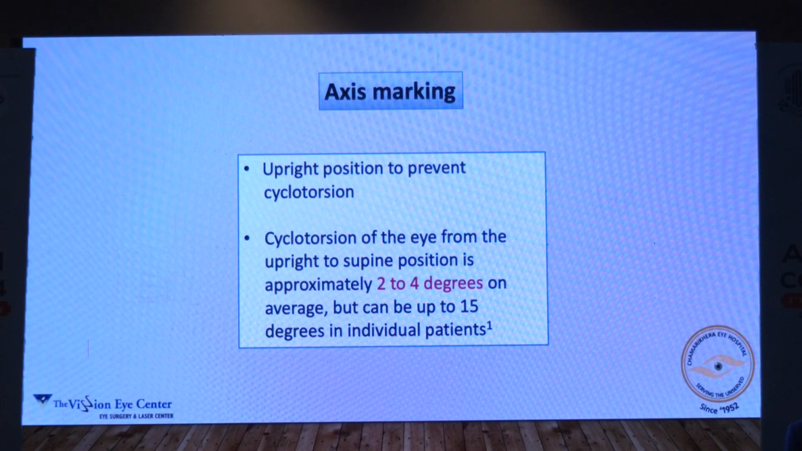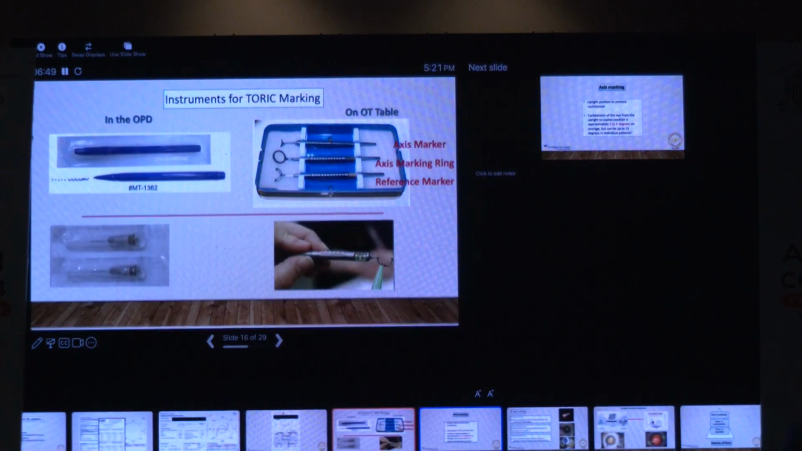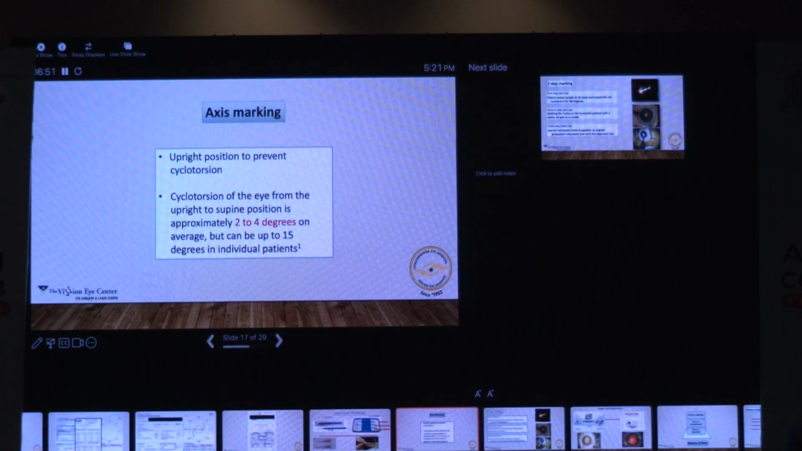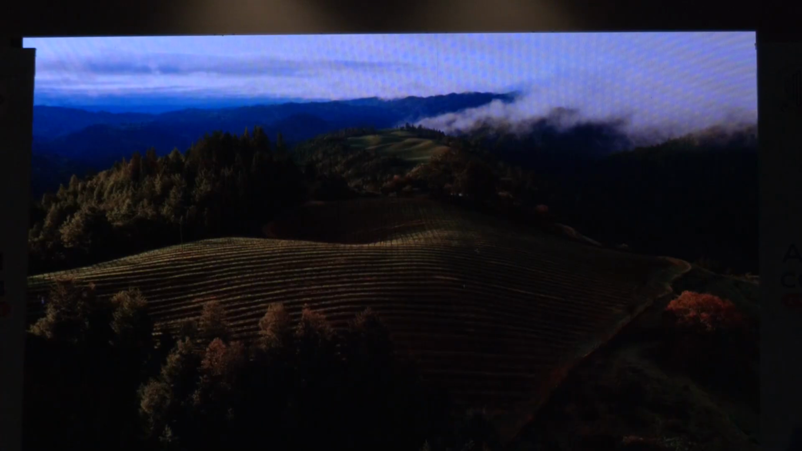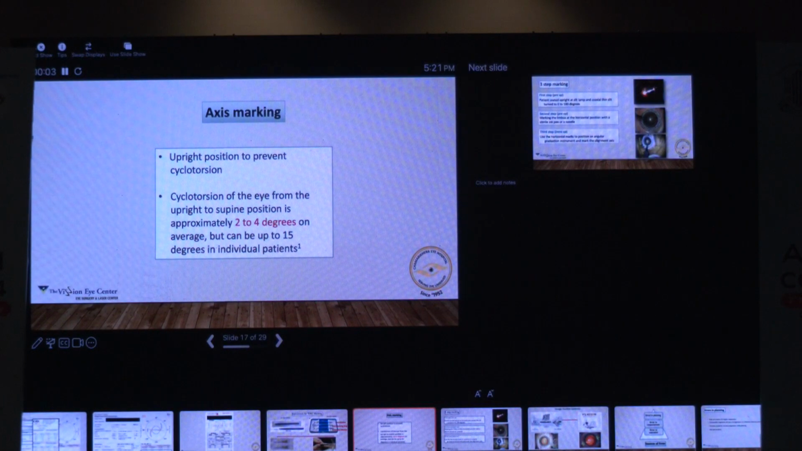The axis marking has to be in upright position to prevent cyclotorsion. The cyclotorsion of the eye from the upright to the supine position is approximately 2 to 4 degrees on average, but can be up to 15 degrees in individual patients as well.